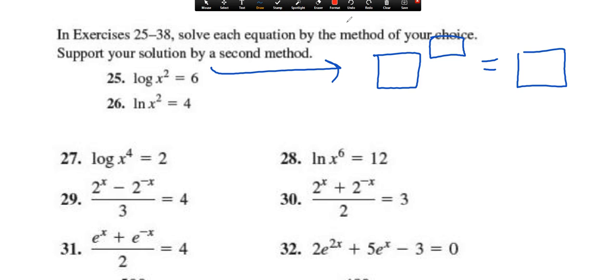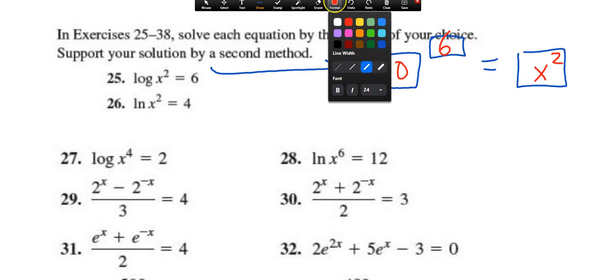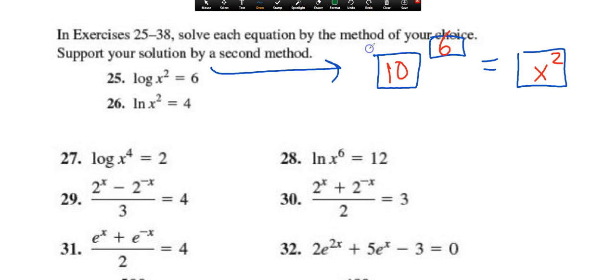What's the base? 10. What's the exponent? 6. Remember, log equals exponent. And what's the argument that it equals? X squared. And how are we going to solve that? Take the square root. Thank you very much.